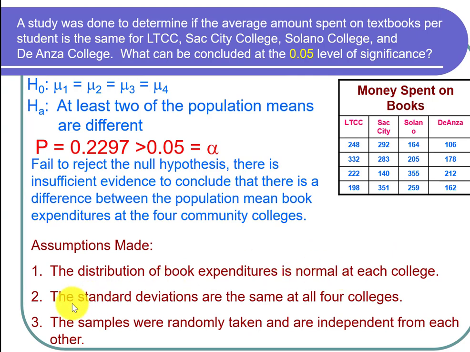The second one, which comes from ANOVA, is that the standard deviations are the same at all 4 colleges. And the third is that the samples were randomly taken. If there's bias in any of the statistical tests that we've done in this class, you can't really make any conclusions. So that's why we're assuming they're randomly taken. That means there's no bias. And they're independent from each other.